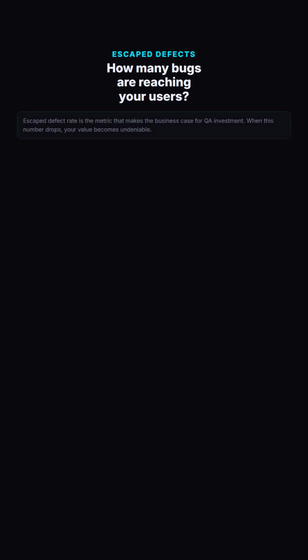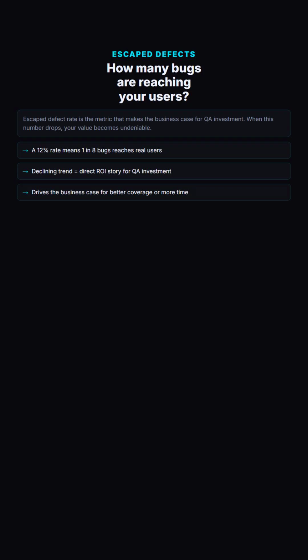The second metric is escaped defect rate, and this is the one that gets leadership's attention fastest because it has a direct and visible cost. Escaped defect rate measures the percentage of bugs that reach production, meaning real users encounter them, versus the total bugs found across both testing and production. The formula is straightforward: take the number of bugs discovered in production by users or monitoring tools, divide it by the total number of bugs found in that period including testing, and express the result as a percentage. A team that is catching 95% of their defects before production is performing very differently from a team catching 70%, even if the raw defect counts are similar.